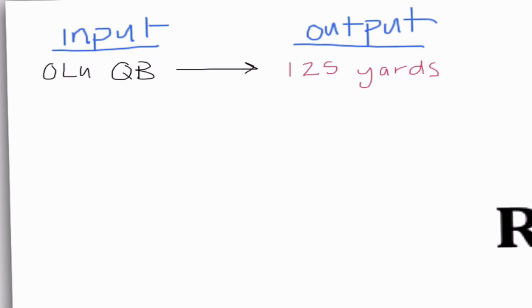Now, this input, our quarterback, only has this one output of passing yards. Is it possible that more than one quarterback last night threw for 125 yards? Definitely. But our quarterback only has one output. They only have one amount of yards that they passed last night.